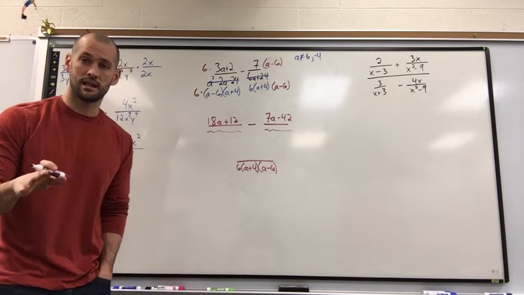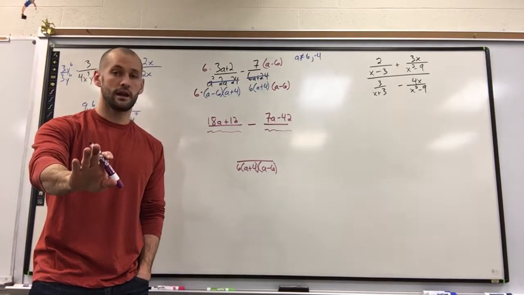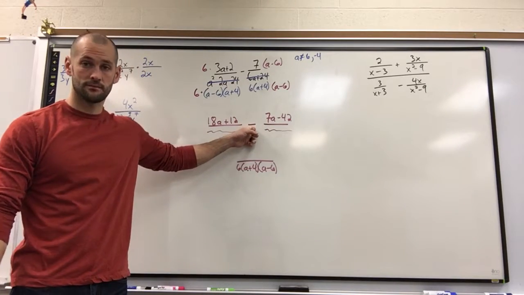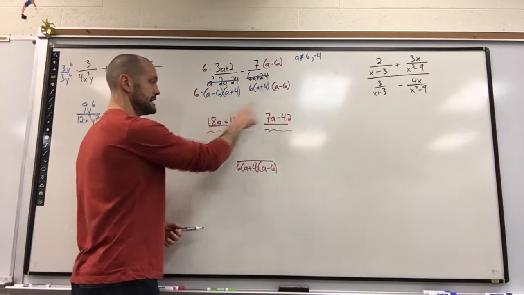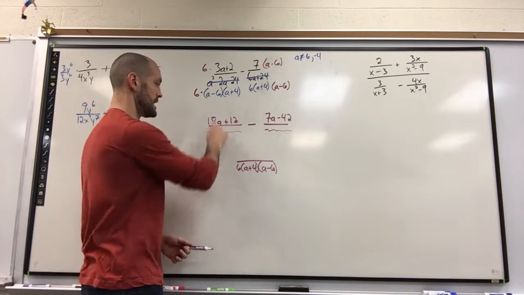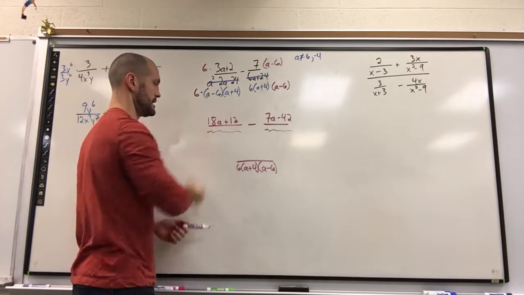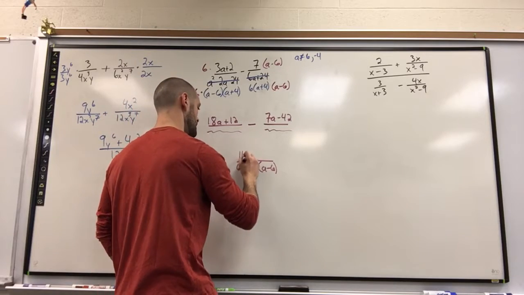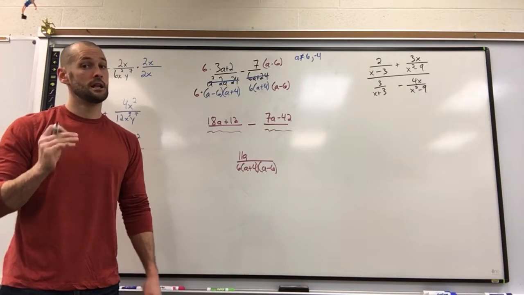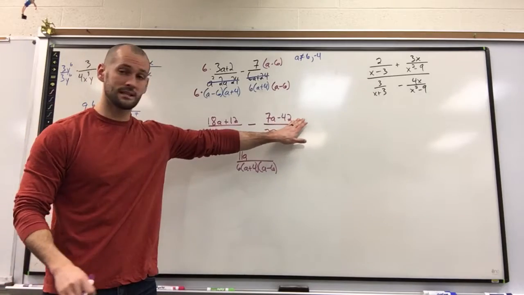And now I'm just combining my like terms. But careful, you're subtracting. So 18a and 7a, those are the like terms. But I am subtracting 7a from 18a, which will leave me with 11a. Numbers, be very careful. You're still subtracting back here.